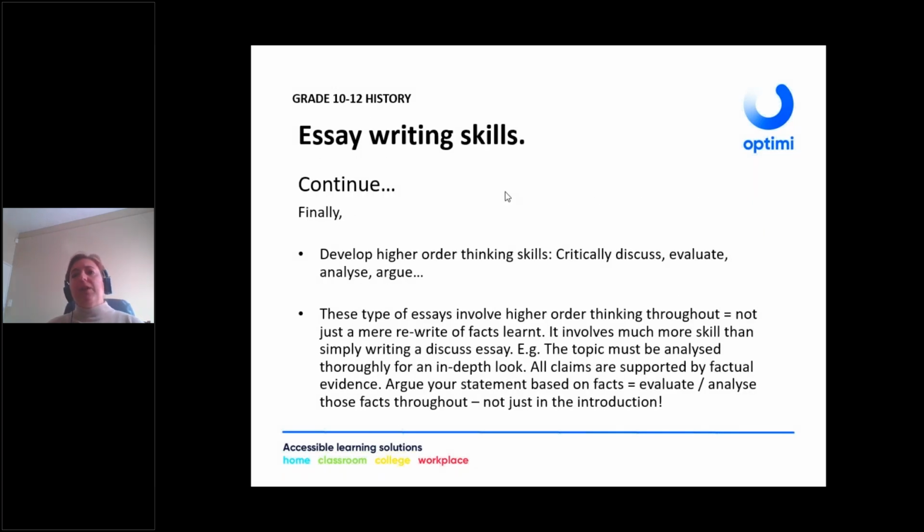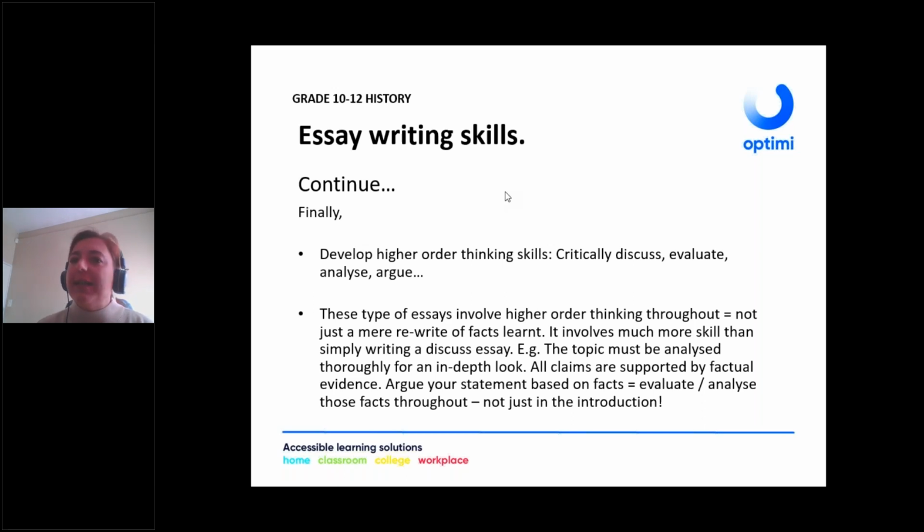Okay, then finally, remember that history involves a lot of higher order thinking skills. I get a lot of queries from people who say, but I think my daughter or my son's essay was really good. Can you explain to me where he or she lost marks or so forth? And then when you actually read the essay, you get the feeling that the learner actually knows the content very well, but there's no higher order thinking skills. Okay, in grade 11 and 12, we actually want you to think and use higher order thinking skills and not just simply discuss facts, right?